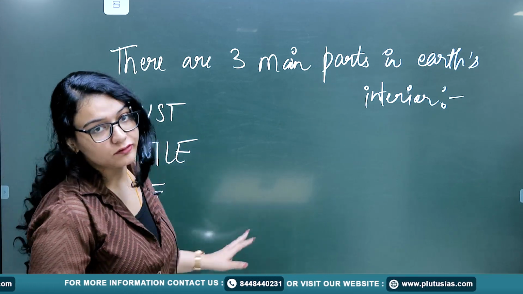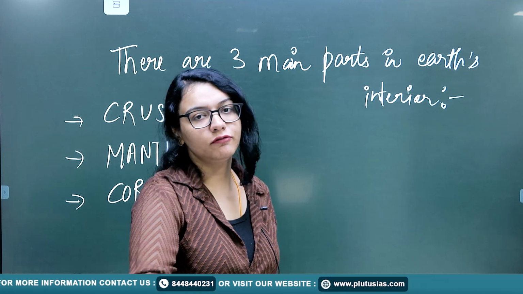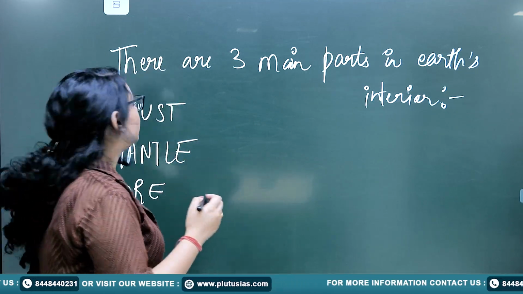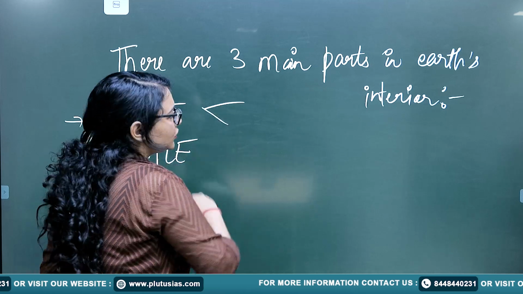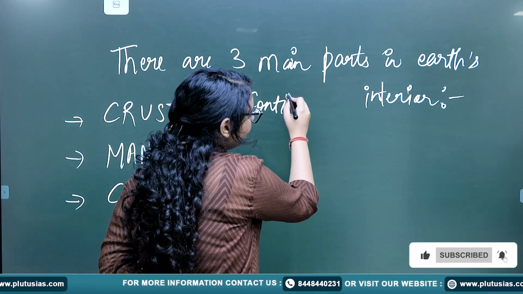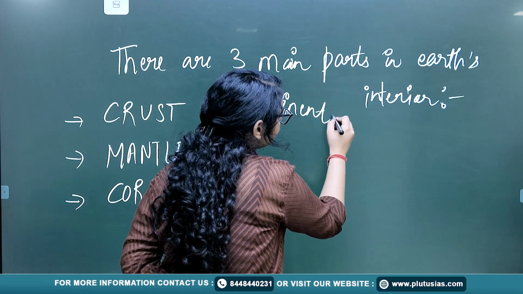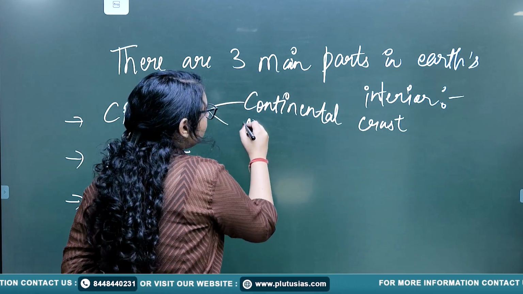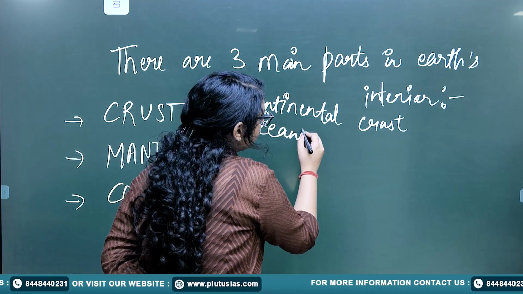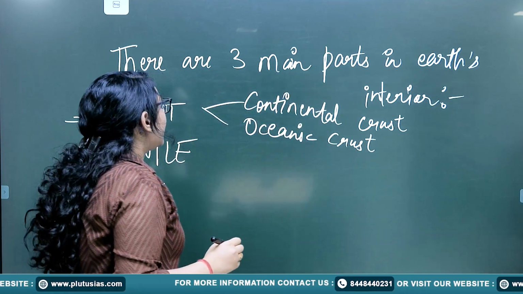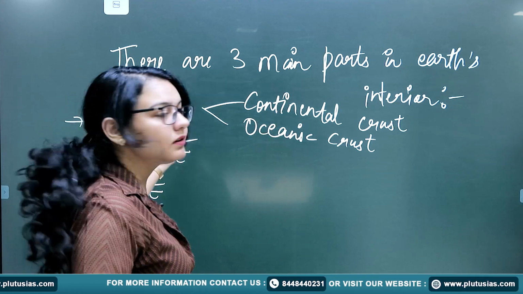So these are three main parts in the interior of Earth, but there are subparts as well. For example, in crust, you have two main parts. First one, continental crust, right? Second one, oceanic crust, right? So these two subparts lie under crust.